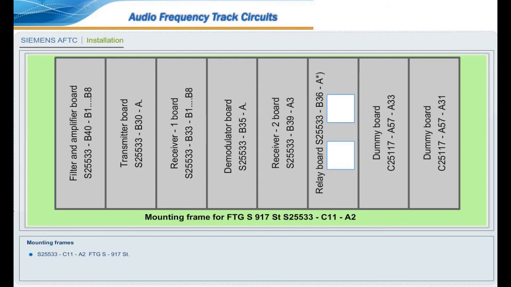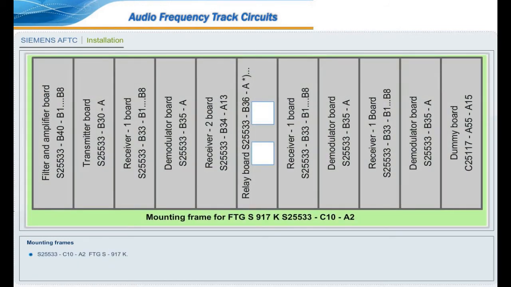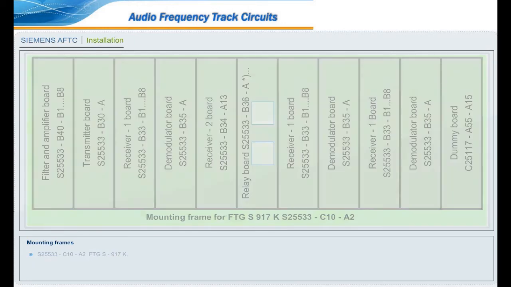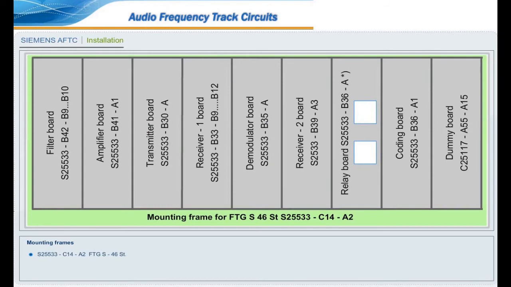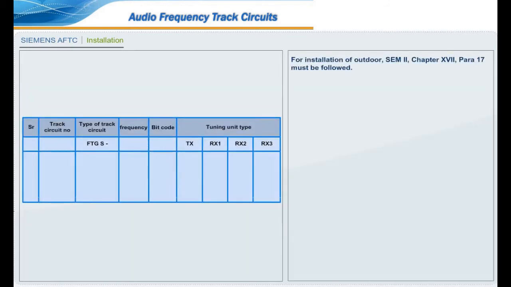Mounting frames: S25533 C11 A2 FTGS917 ST, S25533 C10 A2 FTGS917 WK, S25533 C10 A2 FTGS917 K, S25533 C14 A2 FTGS46 ST, S25533 C14 A2 FTGS46 M. For installation of outdoor SEM2, Chapter 17, Para 70 must be followed.